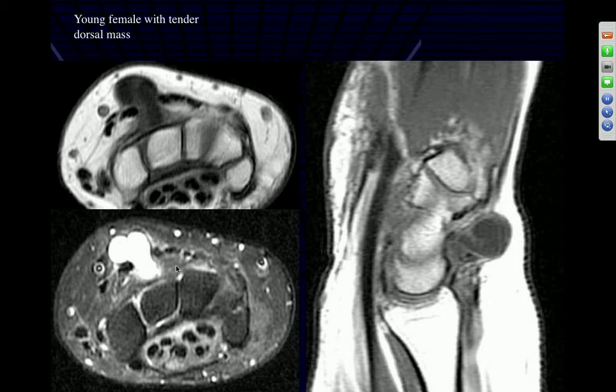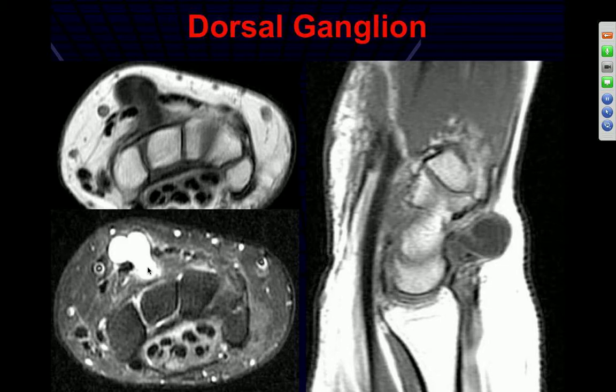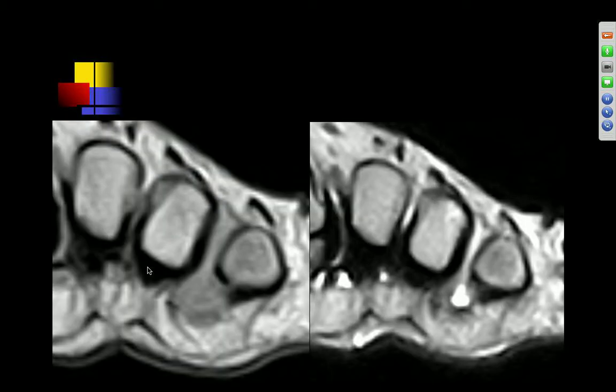They're commonly imaged by MR, though the diagnosis is easy to make clinically, and MR doesn't really change the management or anything else on these. But this is a typical dorsal ganglion cyst, and you've all seen a lot of cysts associated with joint spaces and with tendon sheaths, and we'll see a lot more as we go forward.